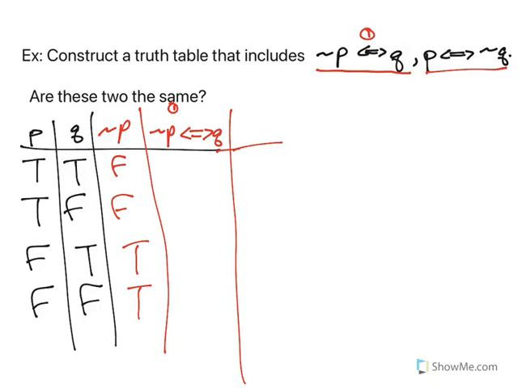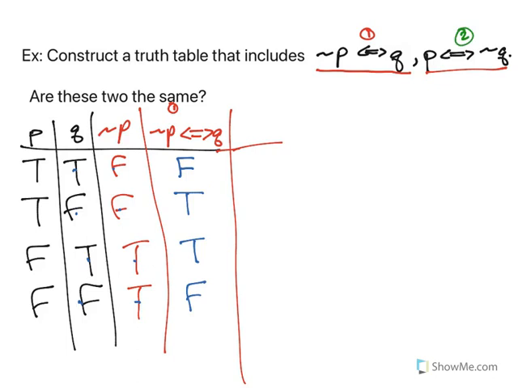Okay, so let's go down the list. I have false, true. Well, those aren't the same, so that's false. I have false, false. Those are the same, so that's true. True, true. They're the same, so it's true. True, false. They're different, so that's false. And that is the truth table for not P, if and only if Q. Okay, now let's go over to number 2 here.